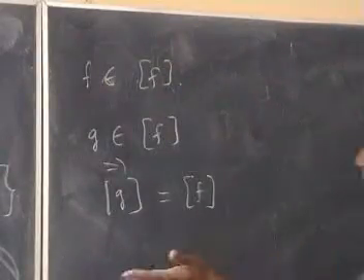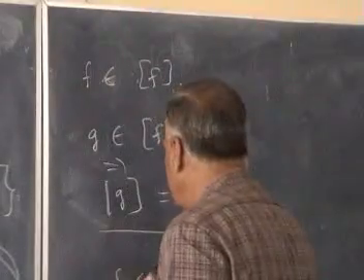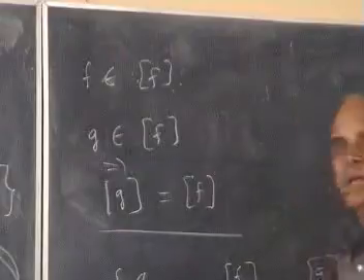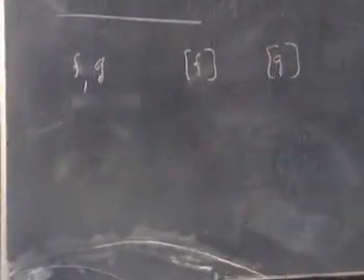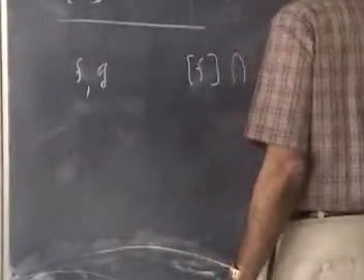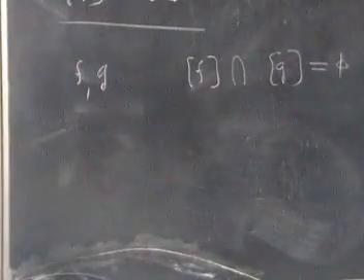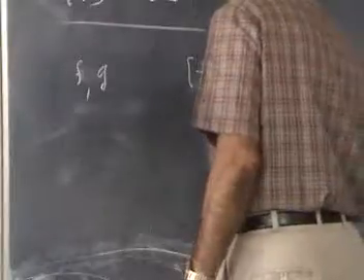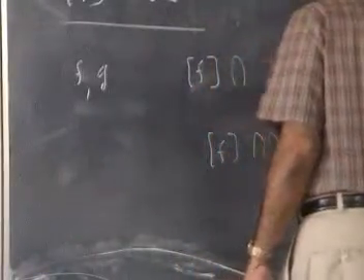But let's look at this now. The next property is, if you take two elements and look at the equivalence classes generated by these two elements, either the intersection is equal to empty, that is, they may not have anything common, or it is not empty, meaning it is non-empty. These are the two possibilities.